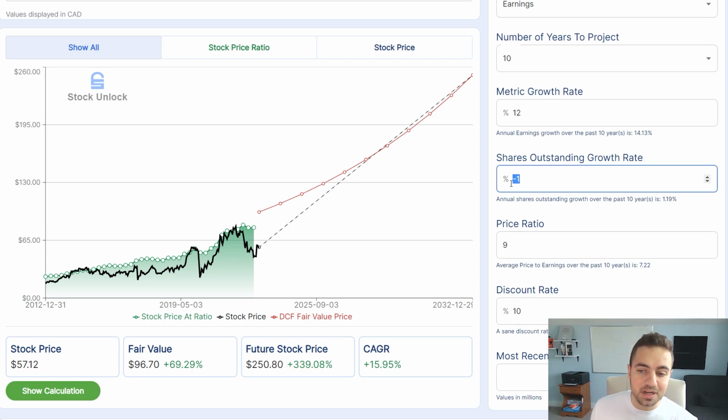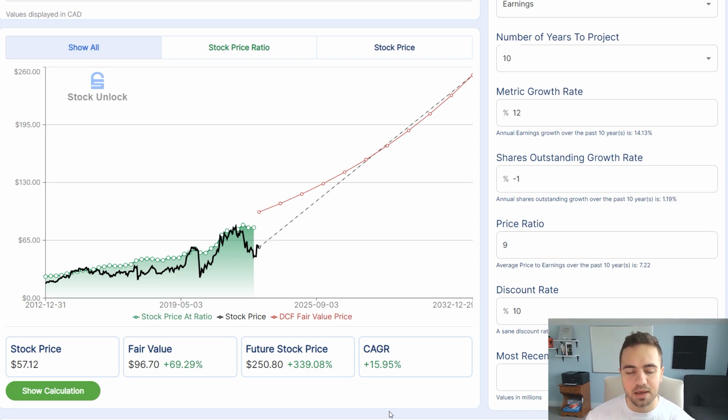So this is more in line with what I am personally expecting. And this tells me that there is quite a margin of safety when I am buying Equitable Bank stock. And if these projections come true, then I should receive a 16% compounded annual growth rate on this investment.